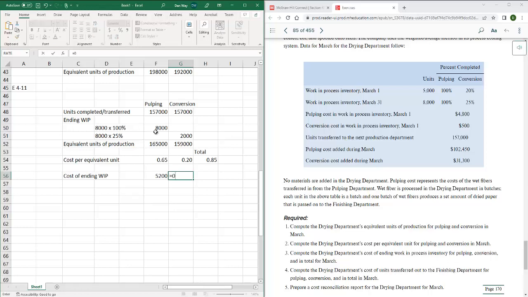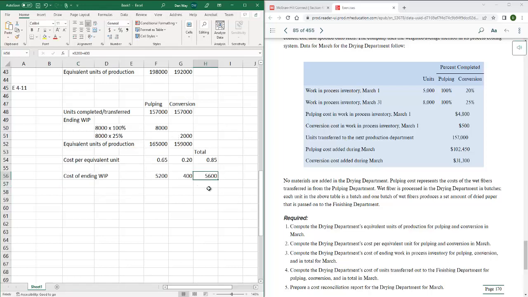Same thing for conversion. 20 cents is the cost per equivalent unit times the 2,000 equivalent units that are in ending work in process. And there's our 400 bucks. So then the total is just the sum of those two.